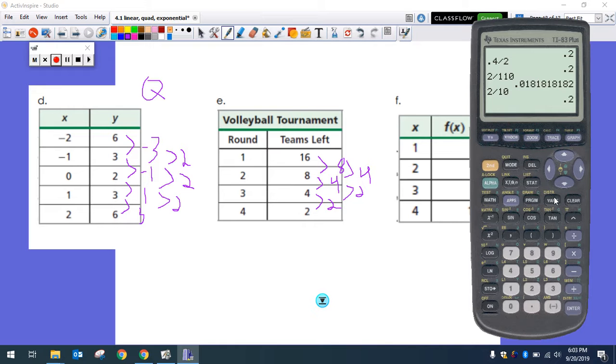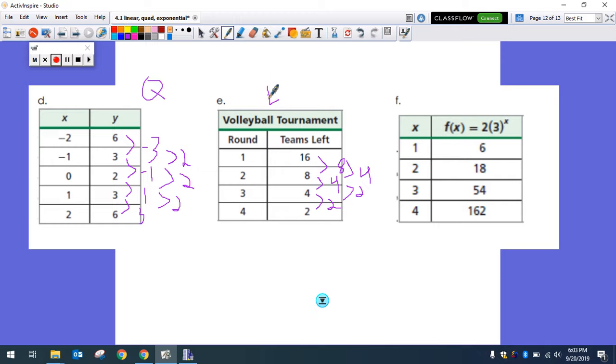Well, let's check and see if it's exponential. Again, remember we divide. So I'm going to do 16 divided by 8. That gives me 2. Now I'm going to do 8 divided by 4. That gives me 2. I'm going to do my last ones, 4 divided by 2. That also gives me 2. So the common ratio is 2. So this one is exponential. Then I want to look and see, is it growth or is it decay? Well, my y's are going down. So because they're going down, that means it's exponential decay.